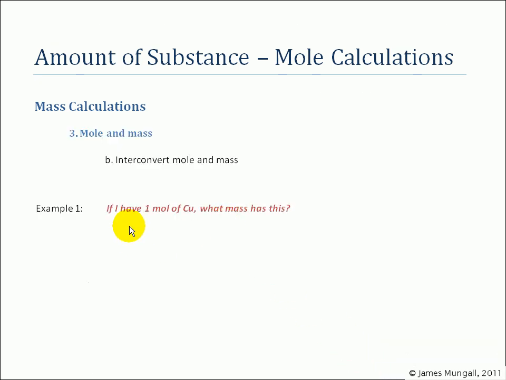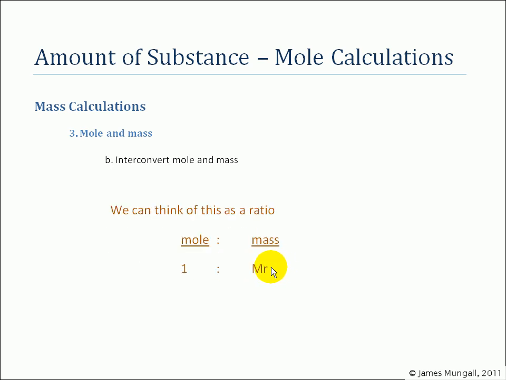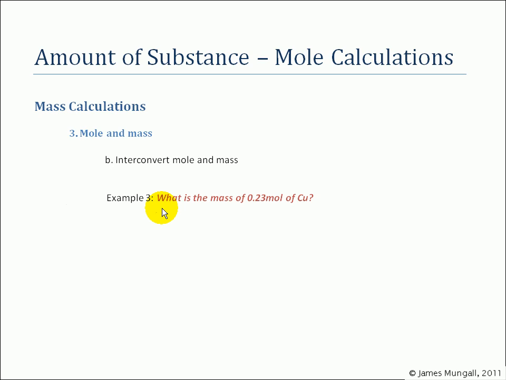Okay, so if we go on to some examples, if I have 1 mole of copper, what mass has this? MR 63.55, therefore mass of 1 mole, 63.55 grams. What's the mass of 1 mole of CuO? MR of CuO, we've got to add the copper and the oxygen, which gives 79.55, so 1 mole will weigh 79.55 grams. So we could think of this as a ratio of mole to mass. If we have 1 mole, its mass will be the MR.